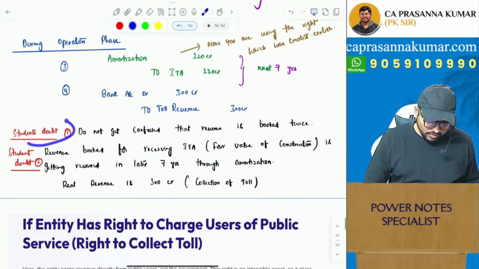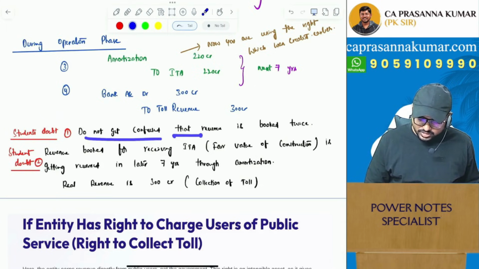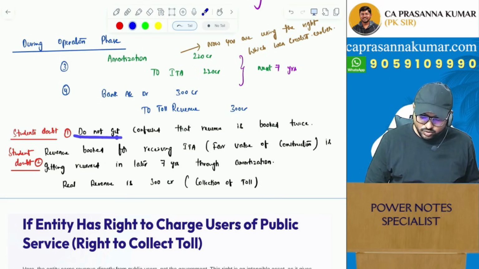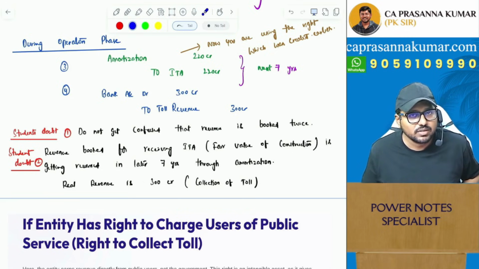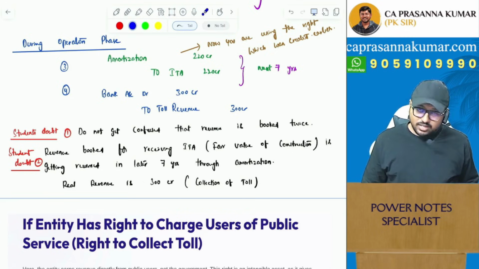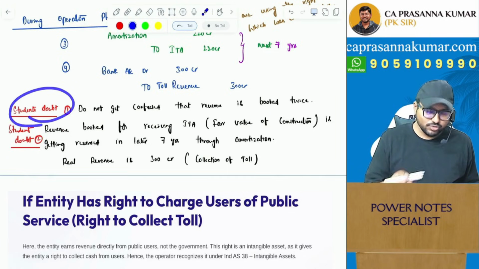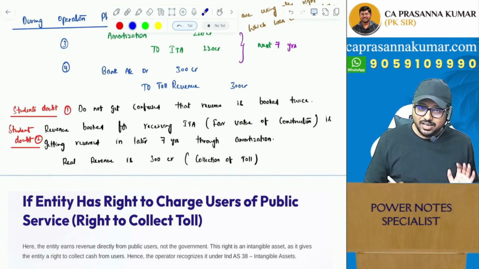Look at one doubt from a student. Do not get confused that revenue is booked twice. That was one doubt from the student. Sir, are we booking revenue twice here? No. That's why I've written, do not get confused that the revenue is booked twice. It is not booked twice over here. Another student in the chat box was trying to clarify the doubt of student 1. He was saying that no, revenue is not booked twice.